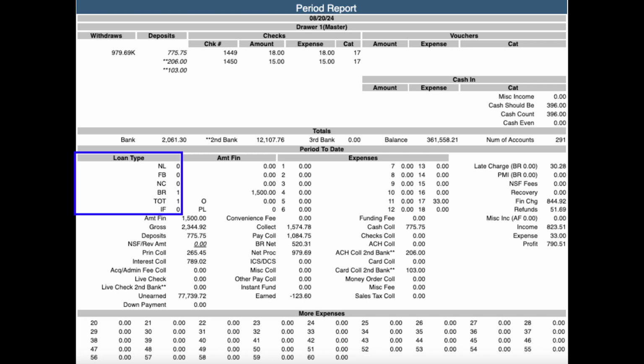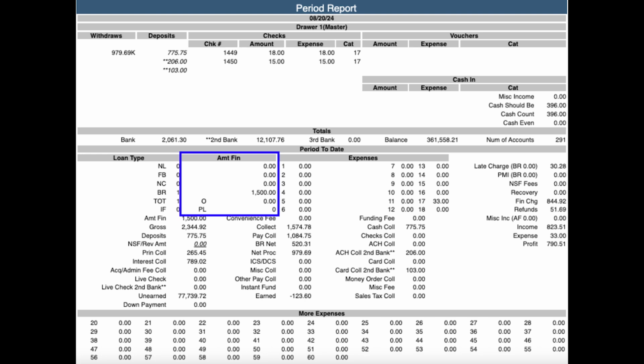BR, borrower renewal loan type. Borrower got cash back for renewing, refinancing the loan. TOT: total amount of NL, FB, NC, and BR loan types. IF, in full payoff, is the number of accounts that paid their loans off during the reporting cycle. Amount financed is the total amount financed for all loan types for that accounting period.